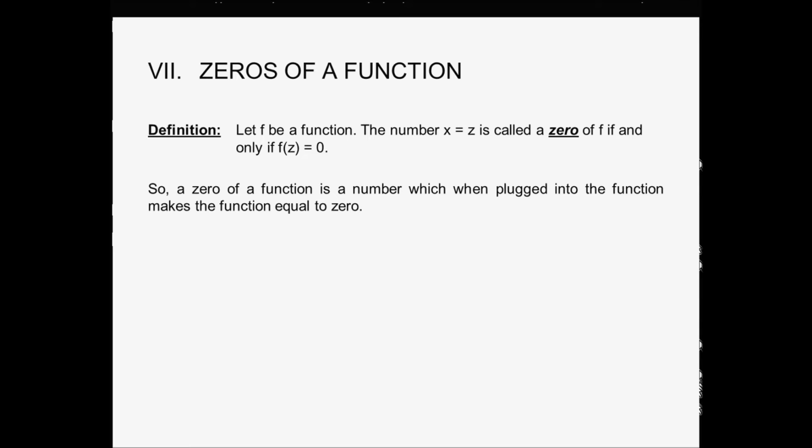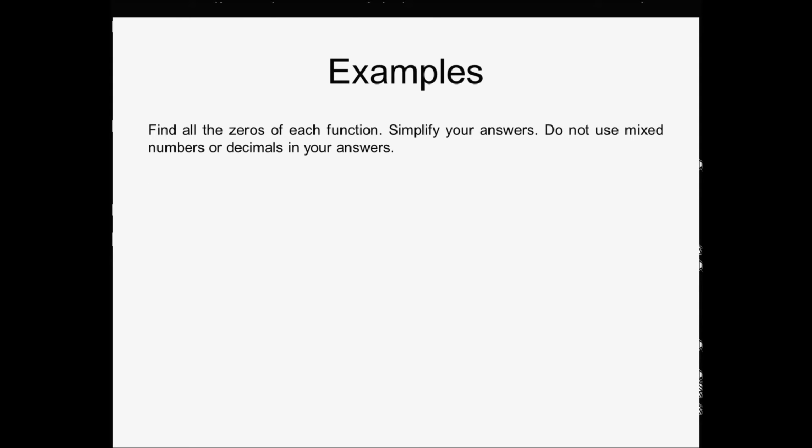So a zero of a function is a number which, when plugged into the function, makes the function equal to 0. You don't evaluate the function at 0, but the number makes the function equal to 0. Let's try some examples. Let's find all the zeros of each function. Simplify your answers. Do not use mixed number answers. If you look at these directions, except for that first sentence, these are my standard directions for solving an equation. Finding zeros and solving equations are basically the same thing.